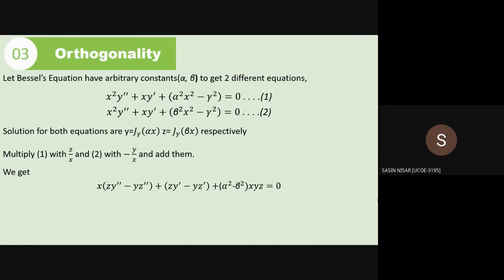Multiplying the first equation with z by x and the second equation with minus y by x and adding them, we get x (z y double dash minus y z double dash) plus (z y dash minus y z dash) plus (alpha square minus beta square) x y z, which is equal to 0. On simplifying them, we have the derivative with respect to x of x (z y dash minus y z dash) plus (alpha square minus beta square) x y z, which is equation 3.